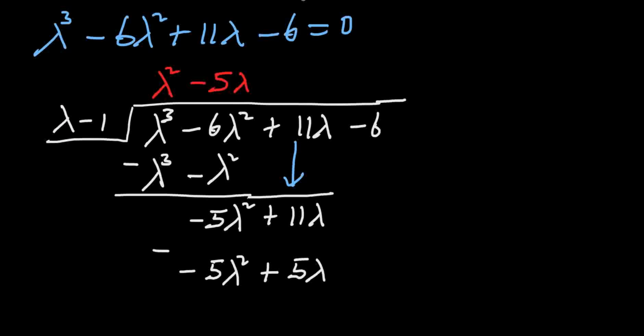All right, so let's get rid of this. Now we can subtract. So 11 lambda minus 5 lambda would give us 6 lambda. And negative 5 lambda squared minus negative 5 lambda squared: a number minus itself is 0, so this is simply 0. And next we move negative 6, just bring it down to this point.